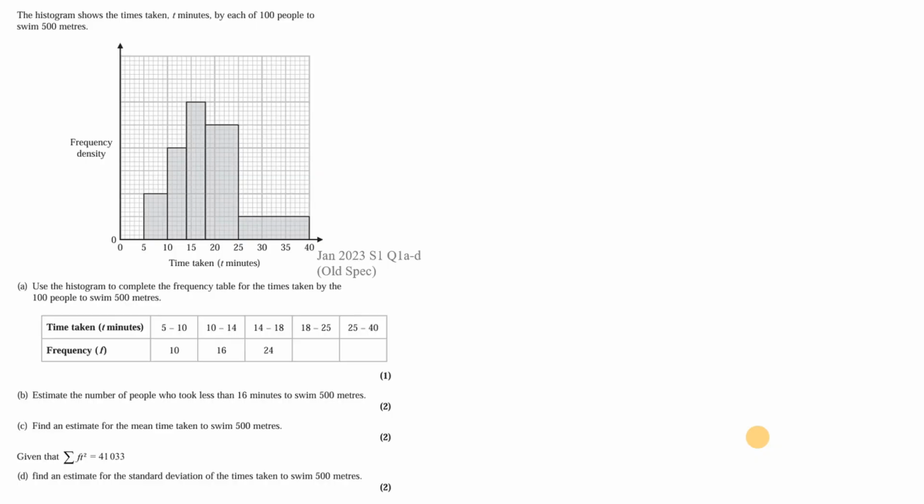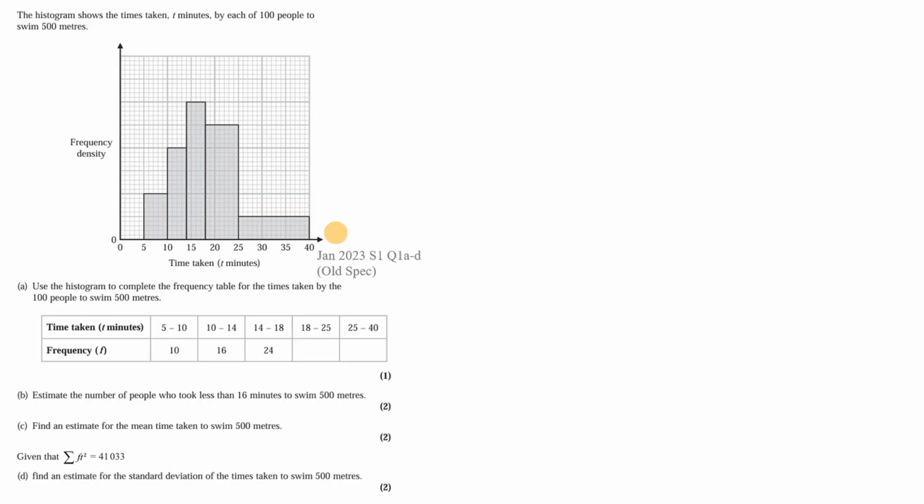Okay, so here's another question where we're told the histogram shows the time taken, t minutes, by each of 100 people to swim 500 meters, and we're given this histogram here, okay? And for part A, we need to use the histogram to complete the frequency table for the times taken by 100 people to swim 500 meters, okay? So you can see we have these two entries missing that we need to find, okay?